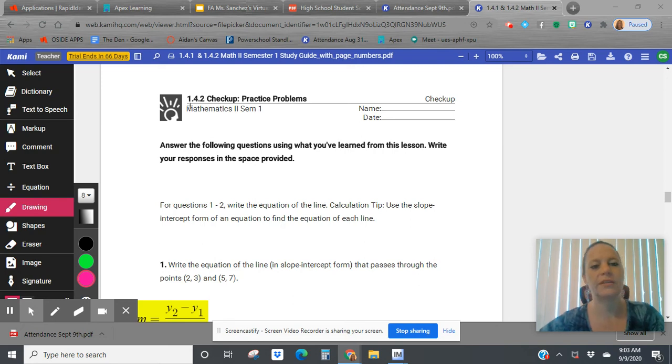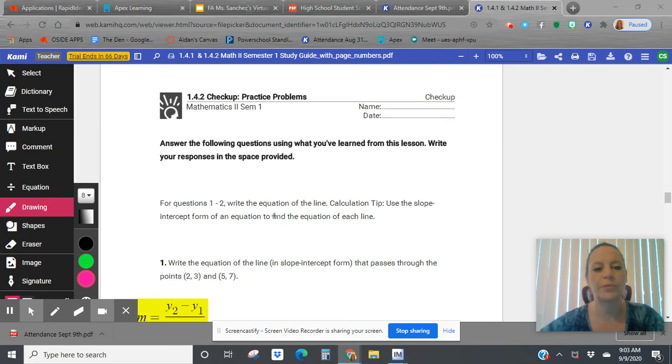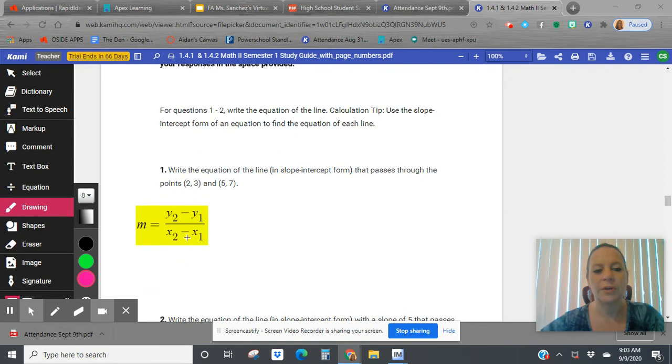All right, let's take a look at the section 1.4 practice problems. So we're going to start applying the slope formula. Write the equation of the line in slope-intercept form that passes through these points. So we need the slope formula first to get the slope, and then we can plug into the equation in slope-intercept form. Okay, let's check this out.